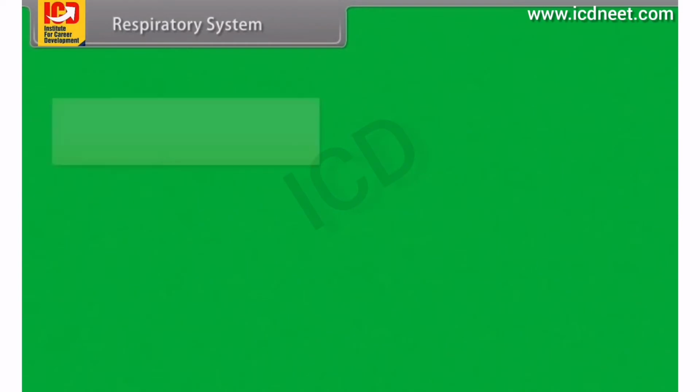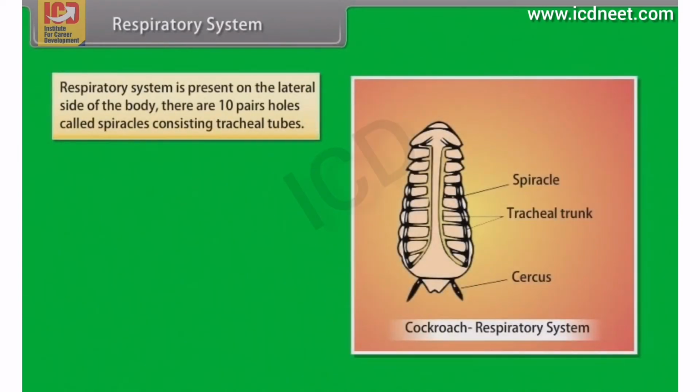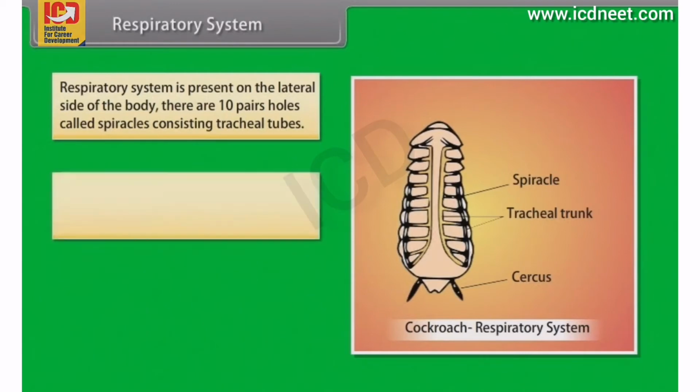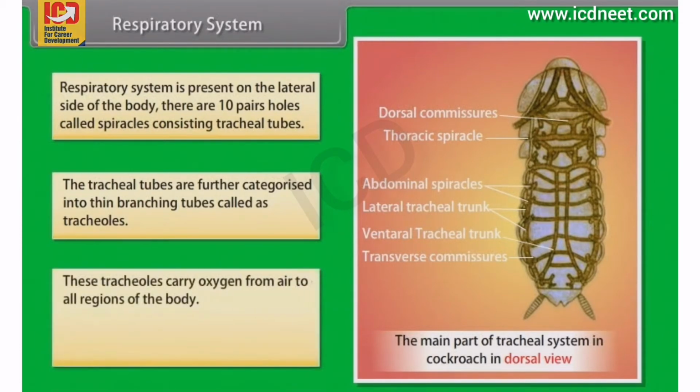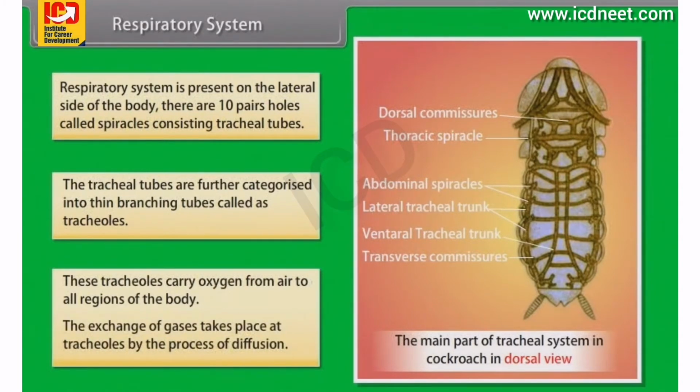Respiratory System. The respiratory system is present on the lateral side of the body. There are 10 pairs of holes called spiracles connected to tracheal tubes. The tracheal tubes are further divided into thin branching tubes called tracheoles. These tracheoles carry oxygen from the air to all regions of the body. The exchange of gases takes place at the tracheoles by the process of diffusion.